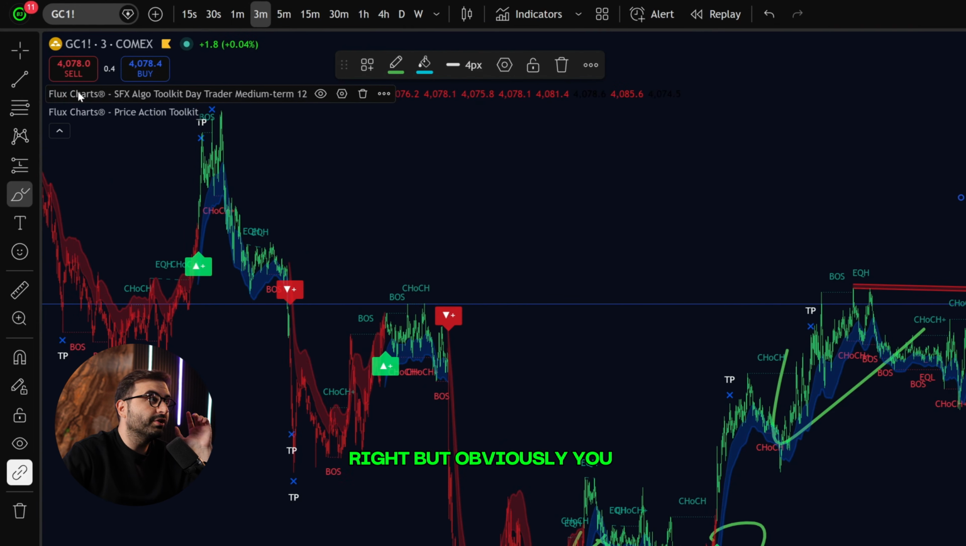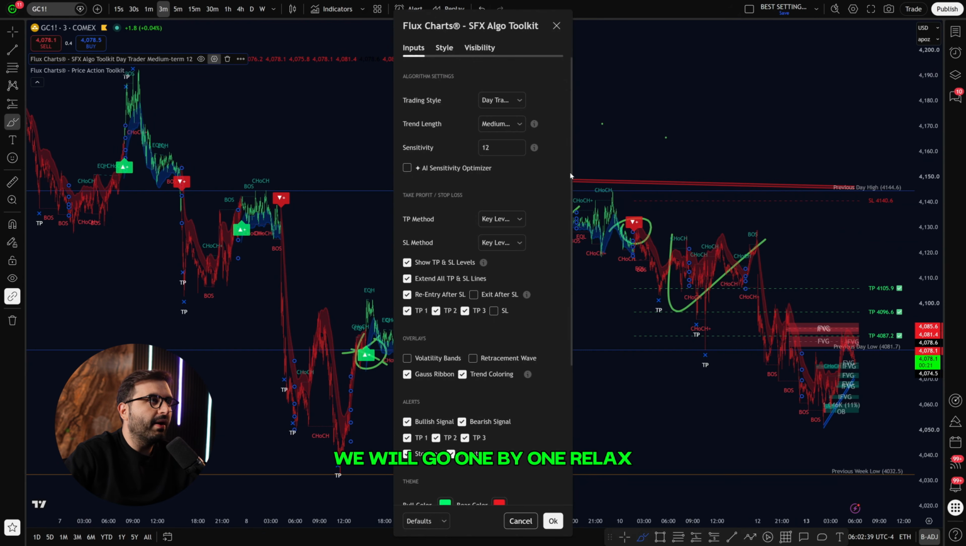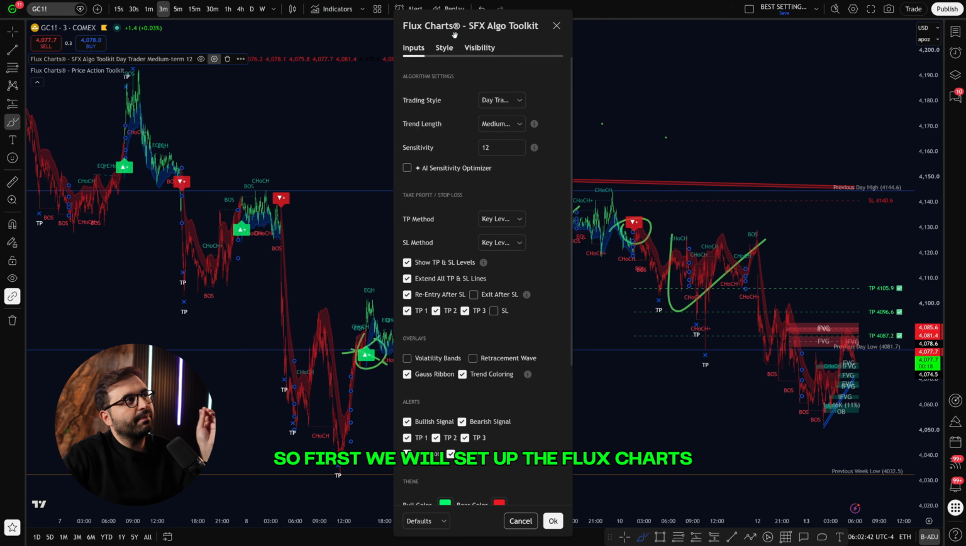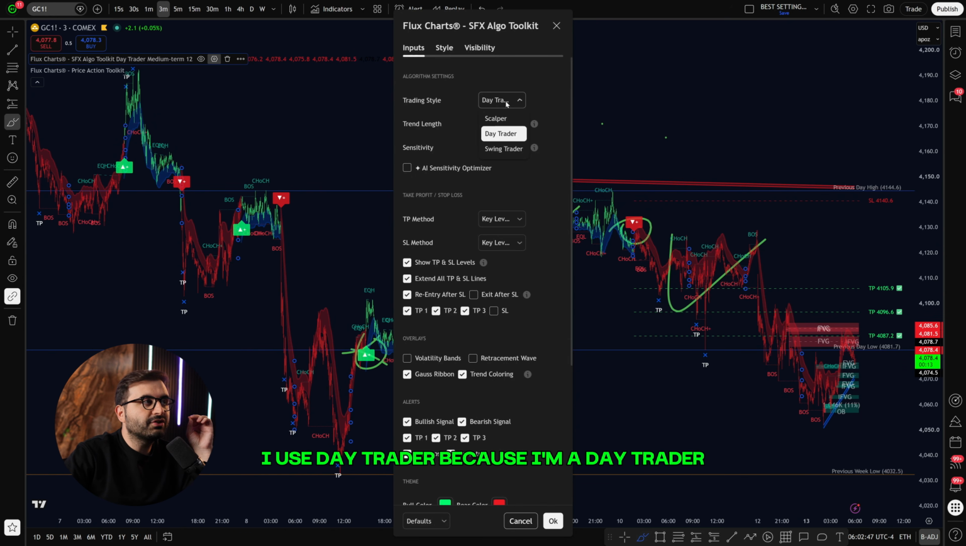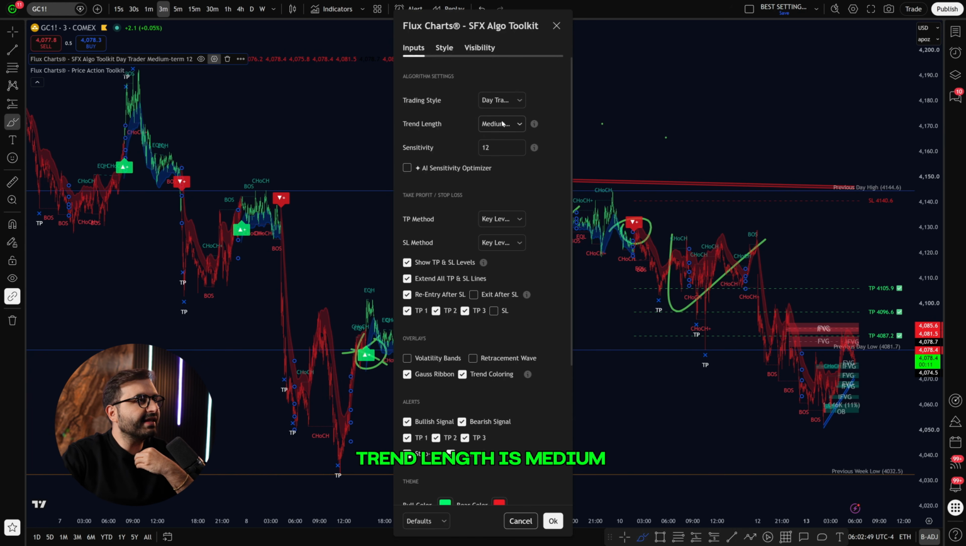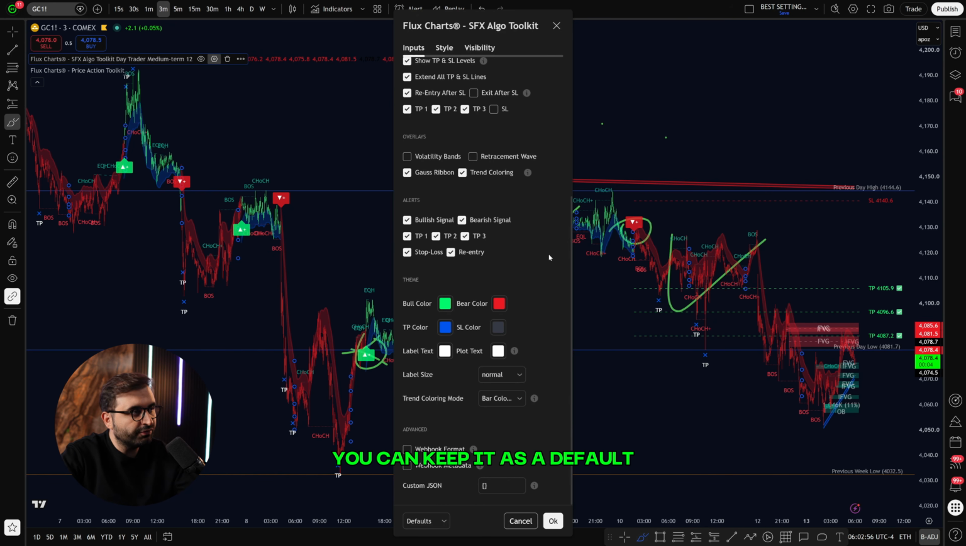But obviously, you need to go to settings. We will go one by one. Relax. So first, we will set up the Flux Charts SVX Algo. Trading style, I use day trader because I'm a day trader. Trend length is medium term, sensitivity is 12. And the rest of the settings you see here, you can keep as default, or you can just play around. You can even go to advanced settings to create a webhook. If you don't know what it is, you can search, okay?